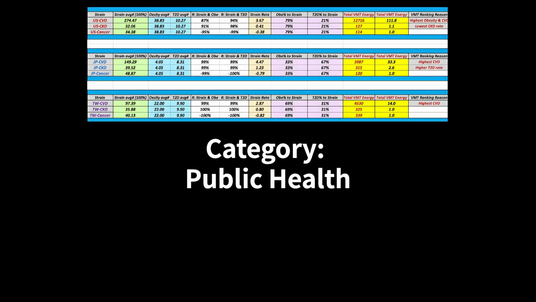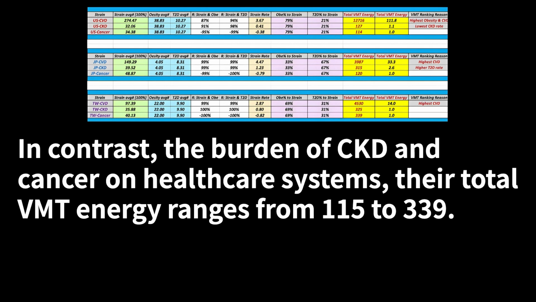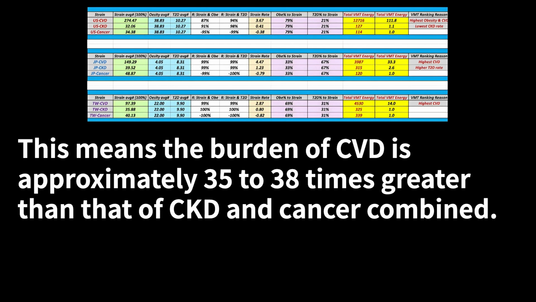Category: Public Health. Abstract. Key message. Among the three selected nations, USA, Japan and Taiwan, CVD imposes the greatest burden on healthcare systems, with total VMT energy values ranging from 3,987 to 12,716. In contrast, the burden of CKD and cancer on healthcare systems, their total VMT energy ranges from 115 to 339. This means the burden of CVD is approximately 35 to 38 times greater than that of CKD and cancer combined.